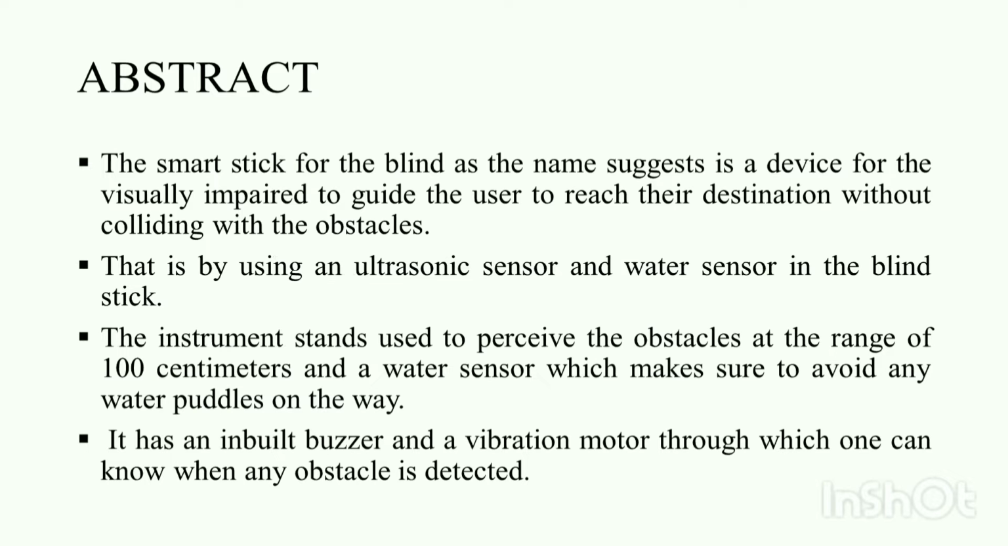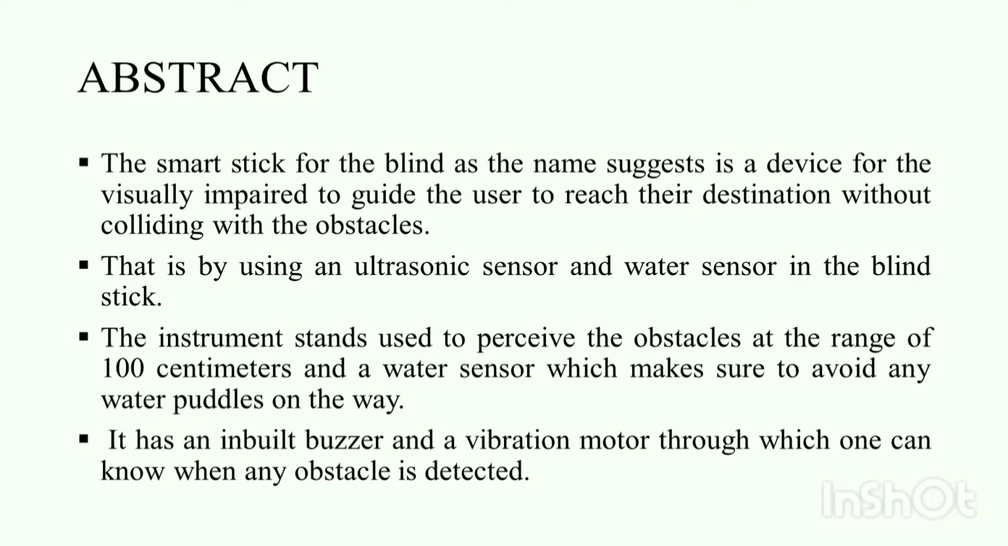The smart blind stick, as the name suggests, is a device for visually impaired people. It will guide the user to reach their destination without colliding with obstacles, by using an ultrasonic sensor and a water sensor in the blind stick. The instrument is used to perceive obstacles at a range of 100 meters, and the water sensor makes sure to avoid any water puddles on the way. It even has an inbuilt buzzer and vibration motor through which one can know when any obstacle is detected.